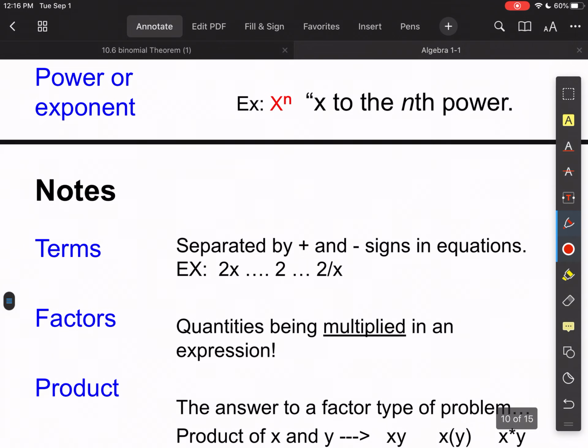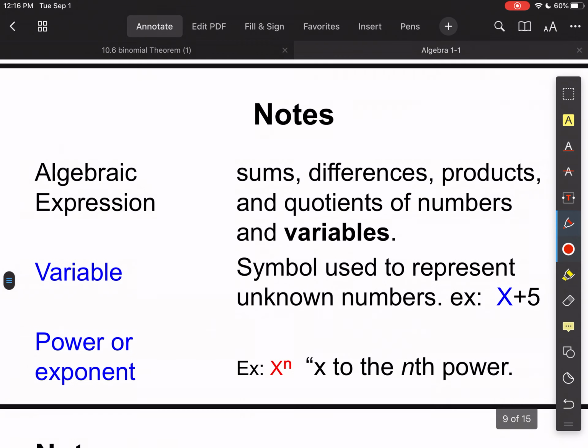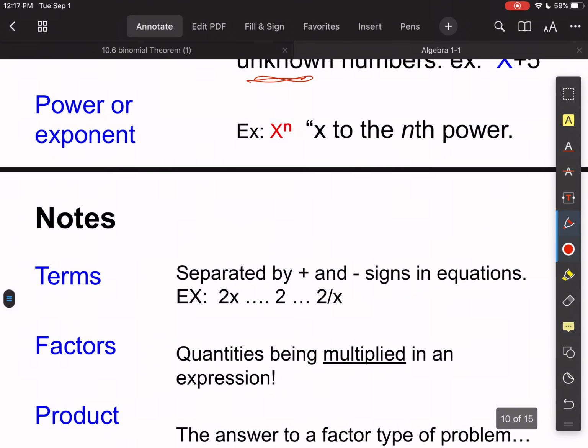Okay, a couple more things to throw in your notes, and I know this is kind of a lot, but that's okay. You can also get these notes straight out of your textbook if you want to. So an algebraic expression is made up of sums, differences, products, and quotients of numbers and variables. A variable is just a symbol used to represent an unknown.